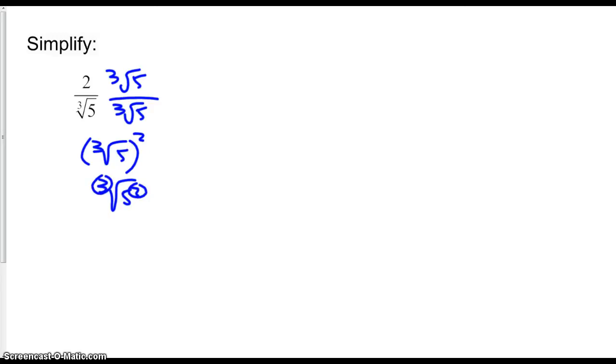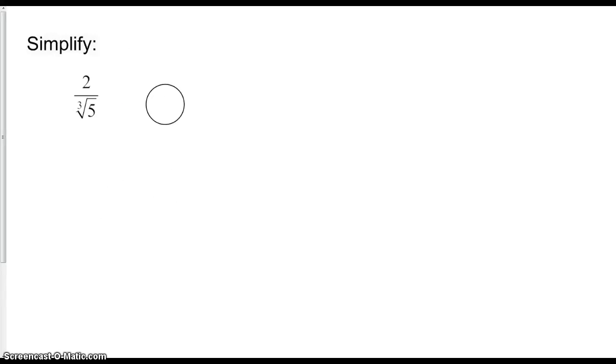What I really need is a total of 3 5s being multiplied inside the radical so that they can cancel. I need this number inside here, when I multiply it by this number, to be something cubed so that it will get canceled by that cube. So what I'm going to do is make this 5 squared. Okay? And you'll see why in a second. Cube root of 5 squared.